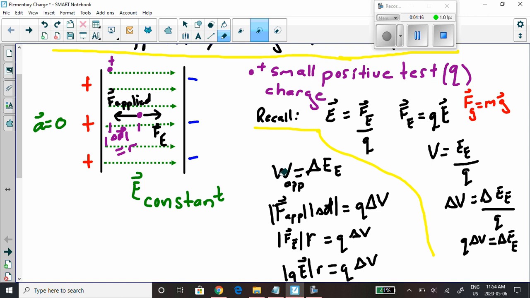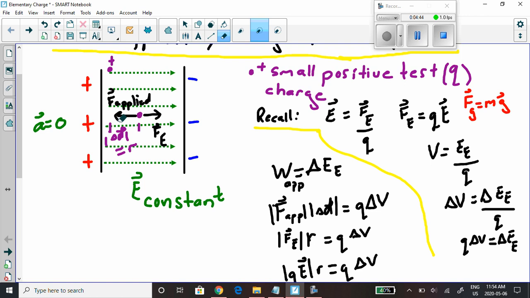So work is defined as magnitude force applied times the displacement. I've gotten rid of the cos because look, the applied force and the displacement are in the same direction. It would be cos of 0, which is 1. And I've used that there's going to be a change in electric potential energy, which is equal to Q times delta V. There's a change in electric potential energy because I'm pushing this positively charged particle against the electric field.